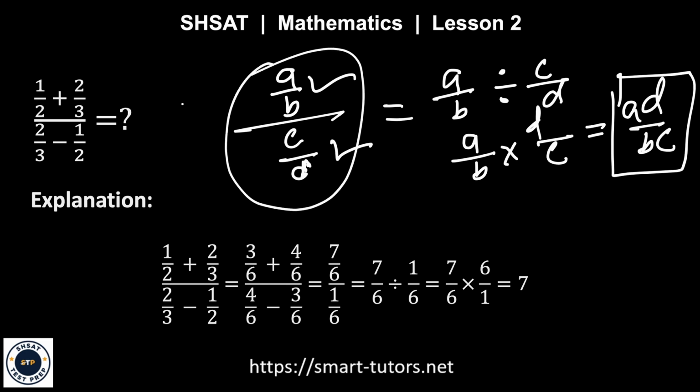We did exactly the same thing here. You could see on the top you have addition and on the bottom you have subtraction. So simplify that, subtraction and addition. That gives you 6 over 7 over 1 over 6. Now follow exactly the same way, keep change flip. We keep whatever we have here, change the division sign into multiplication and then flip it, and that finally gives you the answer 7.